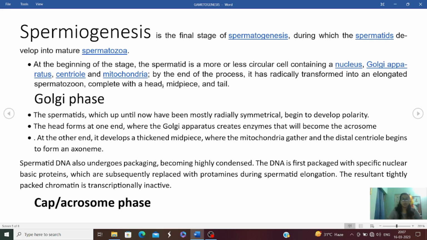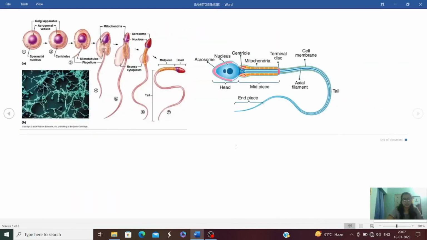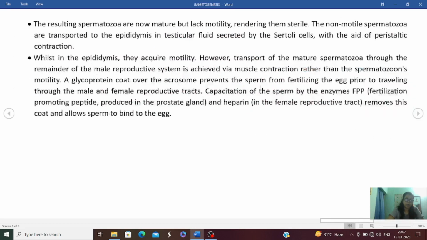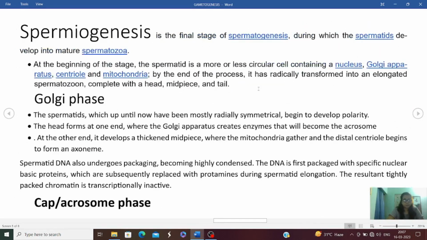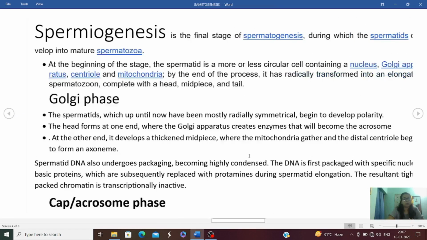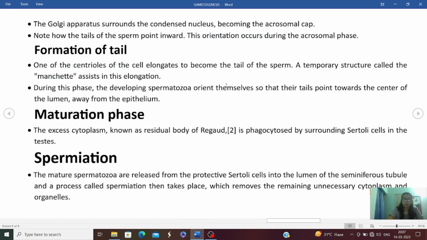And the middle piece, the mid piece, will be thickened and mitochondria will gather during this phase. As you can see in this diagram, this is the mid piece. In the Golgi phase, the acrosome will be formed, the mitochondria will gather in the mid piece, and the DNA will be condensed. Condensed, the DNA will be present in a condensed manner. Next, DNA packing will be formed, and then comes the acrosomal phase. The acrosome will be formed as a cap-like structure.